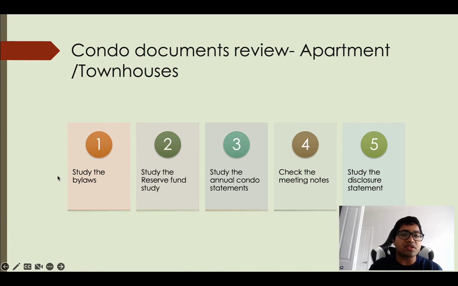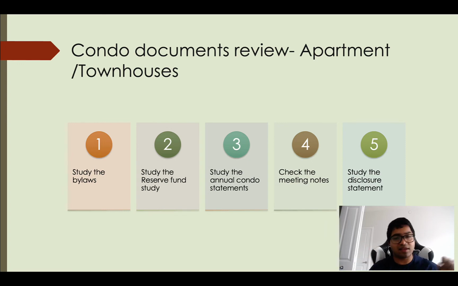So you have to study the bylaws, right? In condo documents, bylaws state what is allowed, what is not allowed, how the condo board is structured, everything. So you should study the bylaws. Then study the reserve fund. There may be independent reserve fund studies done by the condo board. They have to do it after every few years. You should get the reserve fund study document. The reserve fund is the fund that they use to fix big things.